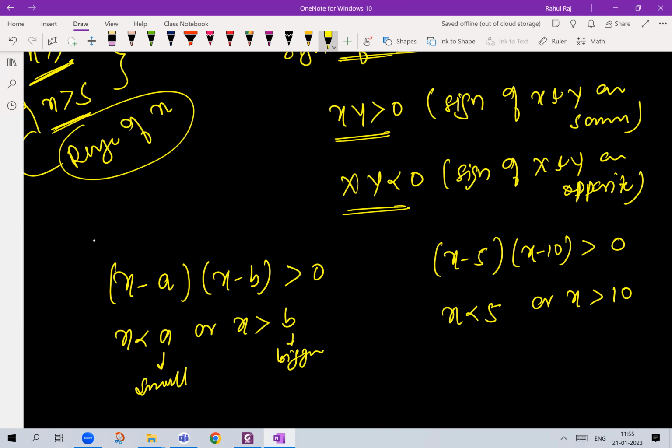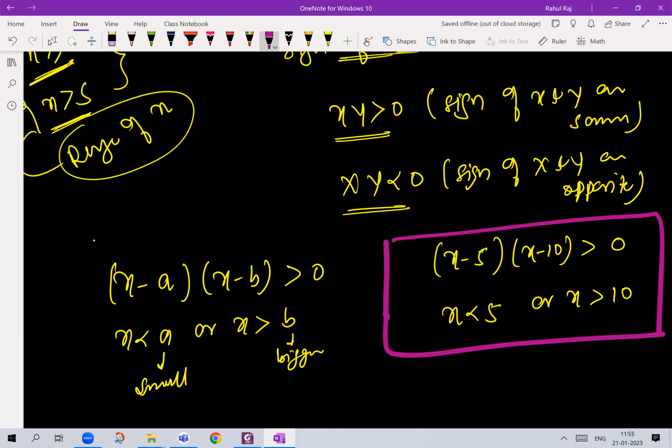Is this clear? But what do you mean by this? What exactly is this? Come down to this statement: (x minus 5) into (x minus 10) greater than 0. I'm trying to say x is less than 5 or x is greater than 10. What exactly does this mean? Yes, Rahul. It means that x will not lie between 5 and 10. That's a very diplomatic answer, Abhishek. If you like, we can plot it on the number line, sir. Yeah, also.